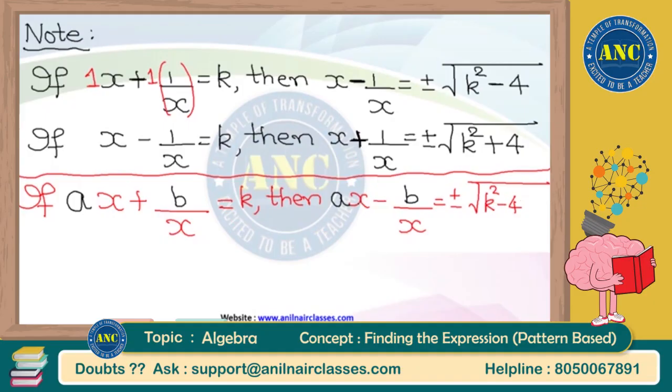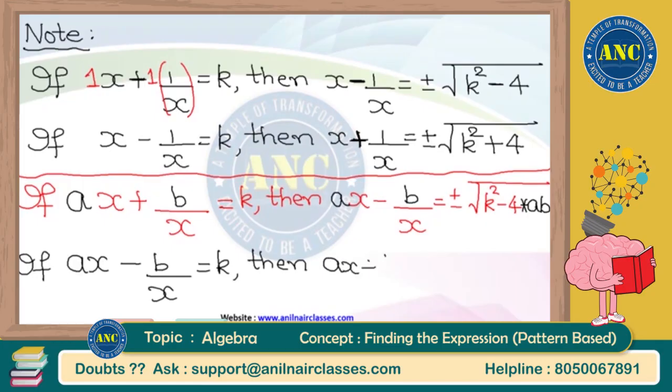So if ax plus b by x is equal to k, the final result is plus or minus square root of k square minus 4ab. When the coefficients of x and 1 by x are a and b instead of 1, the same k square minus 4 becomes k square minus 4ab. The vice versa is also true. If ax minus b by x is equal to k, then I can find the reverse, ax plus b by x, and it is again plus or minus square root of k square plus 4ab.